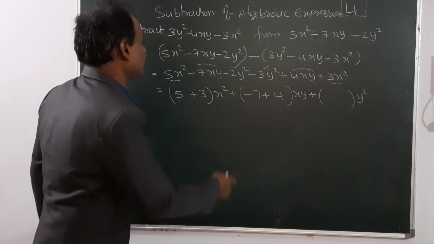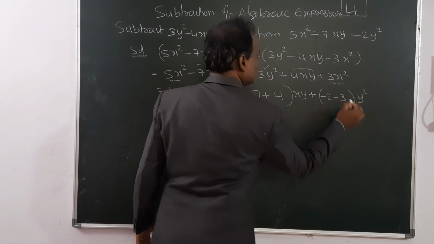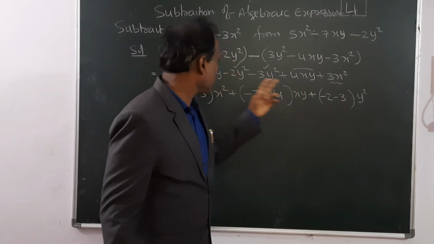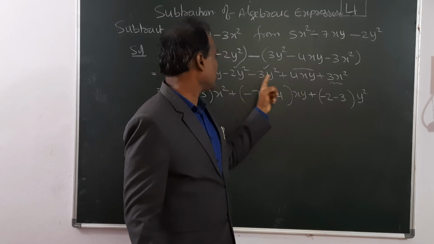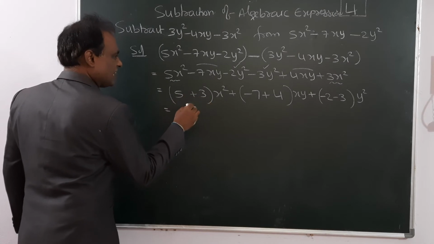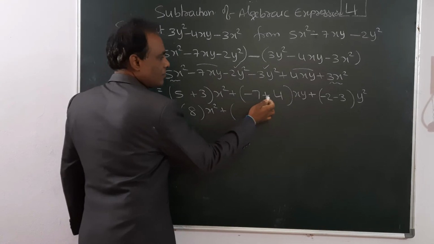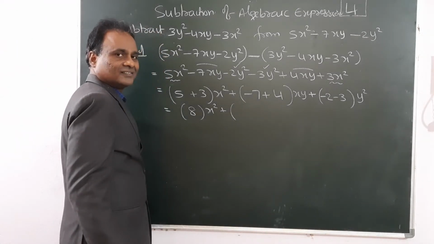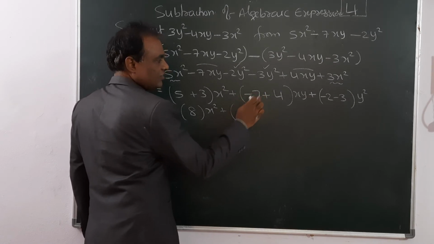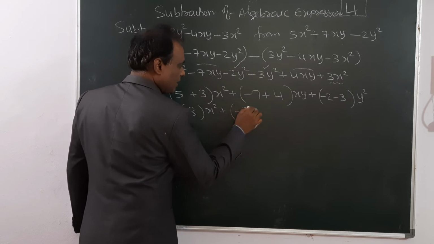So if we take y square common, -2 is here, -3 is here. -2, -3, y square is written outside. 5 plus 3, 8. What is -7 plus 4? Both are not the same symbols. This is a minus symbol, this is a plus symbol. So -7 plus 4 is 3. Minus is greater, so -3.